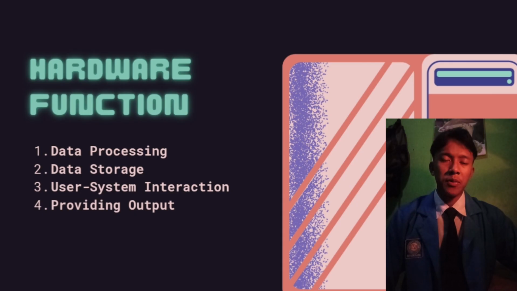Number 4. Providing output. Hardware such as monitors and printers enable digital data to be converted into human-readable information, whether in the form of visuals, hard copies, or sound.